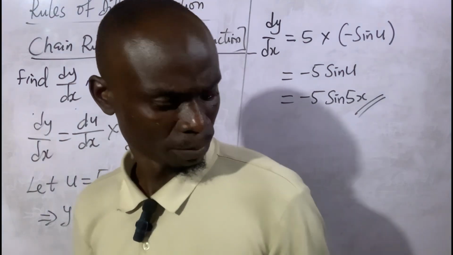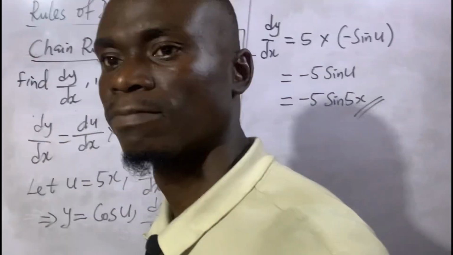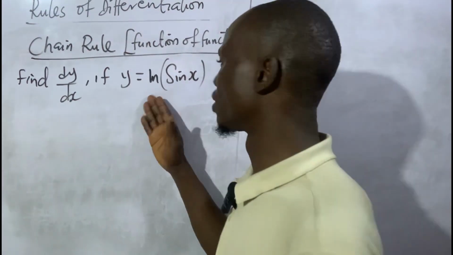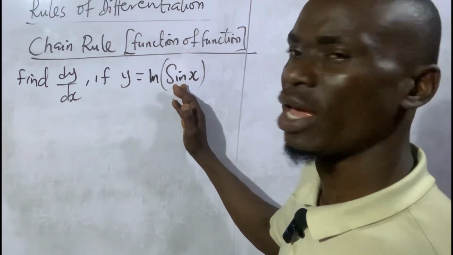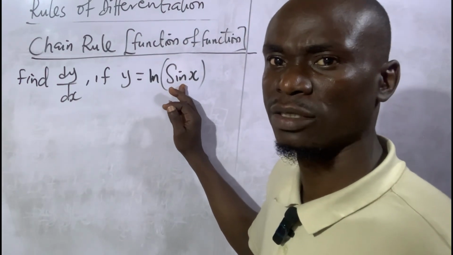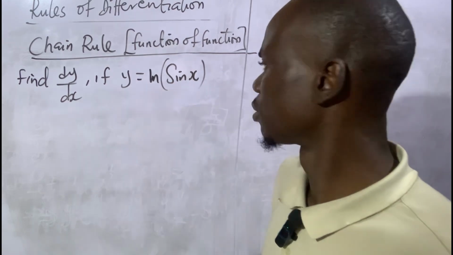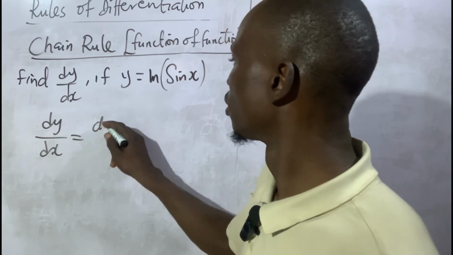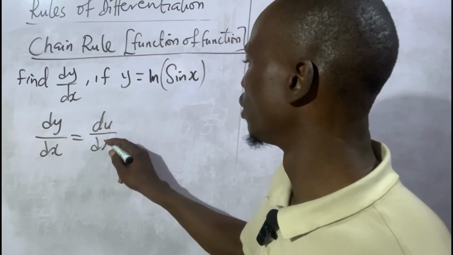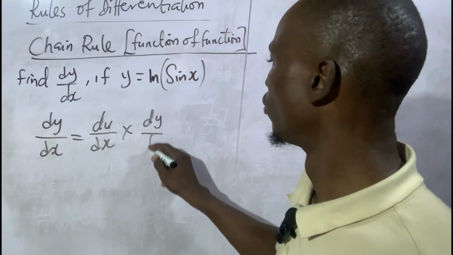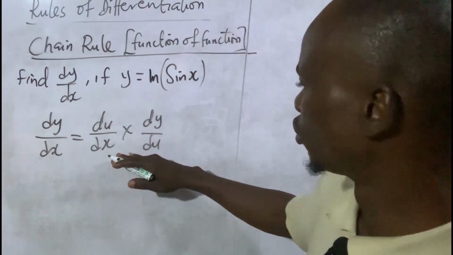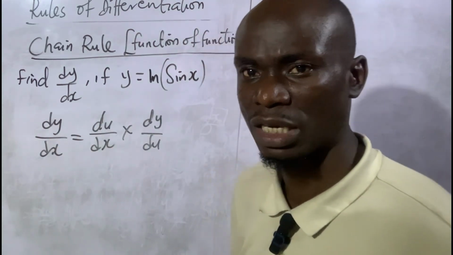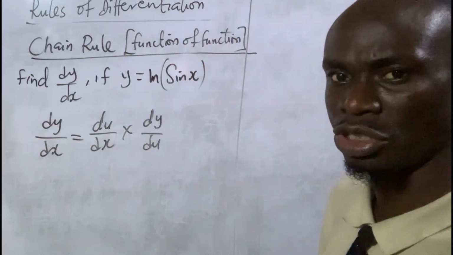Let's take one more question. Our next question says we should find dy dx if y is ln sine x. Instead of our usual ln x, our x has been replaced by sine x, so our chain is sine x. Let's go. The formula remains dy over dx equals du over dx times dy over du. Take note, this formula is always written in such a way that du can cancel out and you have dy dx left. In case you are missing the formula, that can help you check it.